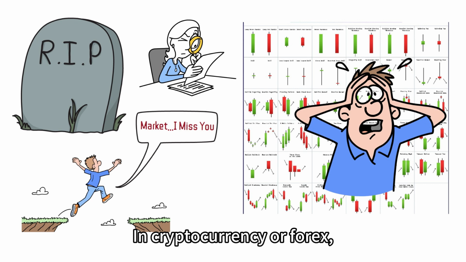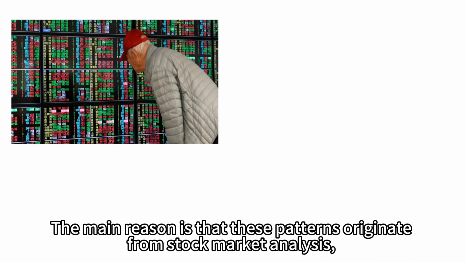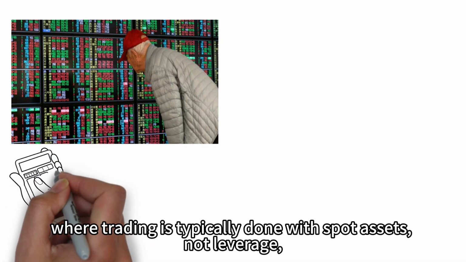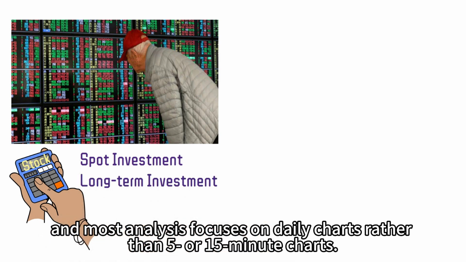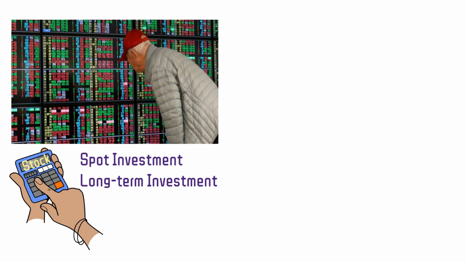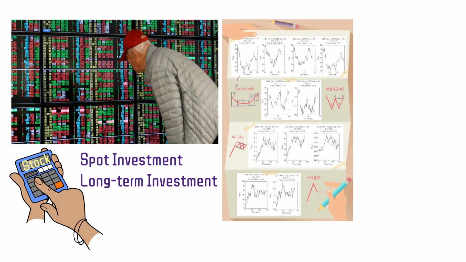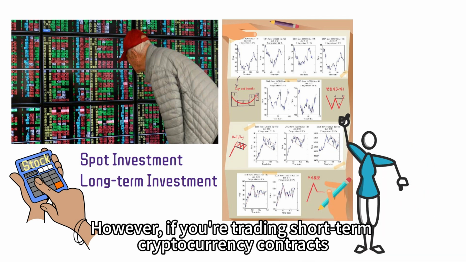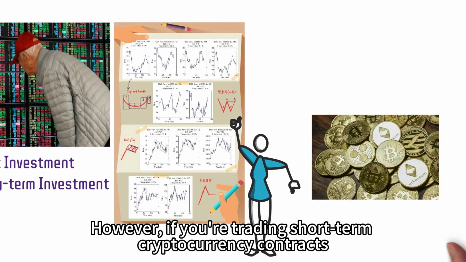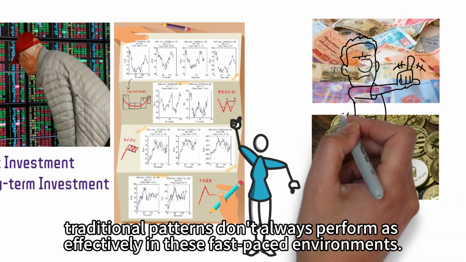In cryptocurrency or forex, these candlestick patterns aren't usually as effective. The main reason is that these patterns originate from stock market analysis, where trading is typically done with spot assets, not leverage, and most analysis focuses on daily charts rather than 5 or 15-minute charts. In that longer time frame, patterns may indeed be more reliable. Let's clarify. Pattern analysis is absolutely a valuable method in technical analysis. However, if you are trading short-term cryptocurrency contracts or high-leverage forex, traditional patterns don't always perform as effectively in these fast-paced environments.